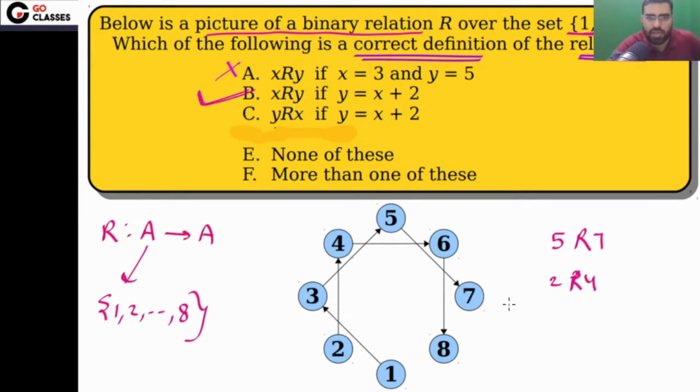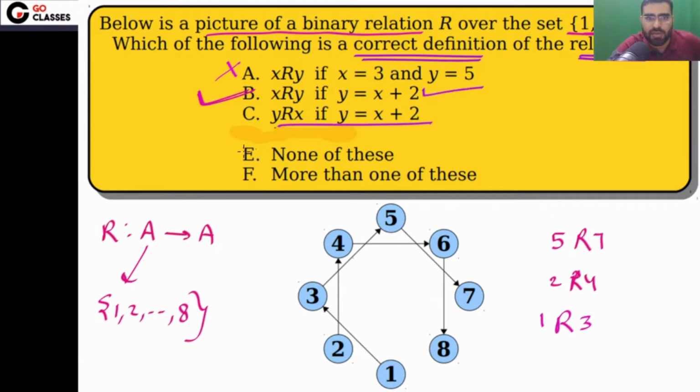That is correct, because you can easily see 1 is related to 3. You can see 1 is related to 3, 2 is related to 4, 3 is related to 5, 4 is related to 6, 6 is related to 8, 5 is related to 7. So you can easily see that this is correct. If you see every element, then every element is basically related to another element, X is related to Y, where Y is equal to X plus 2. So this is correct. What about the next?